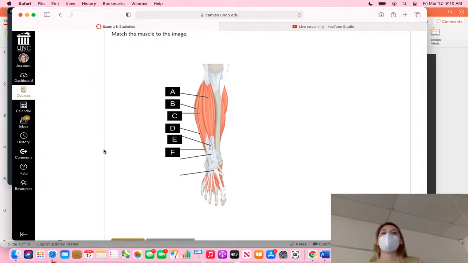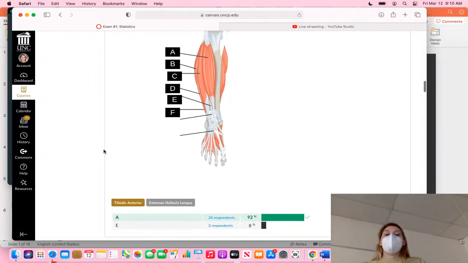Okay, so we have the matched muscle to the letter. Obviously tibialis anterior is going to be A, so it's the most medial of all of the muscles. And extensor hallucis longus is going to be E, because if you recall, I talked about trying to follow it down, tracing it to the tip of the toe. So that was a trickier one.